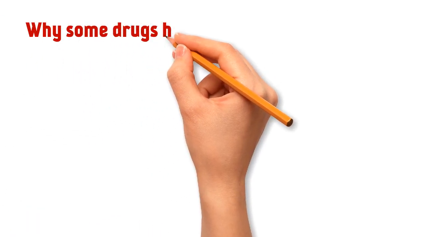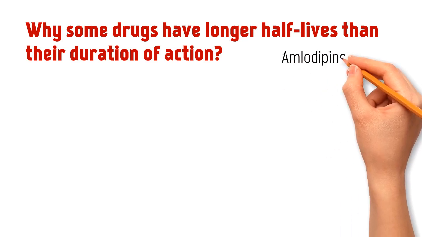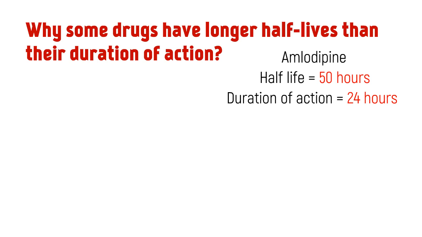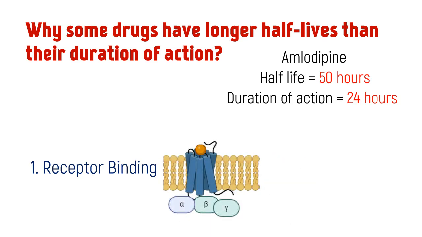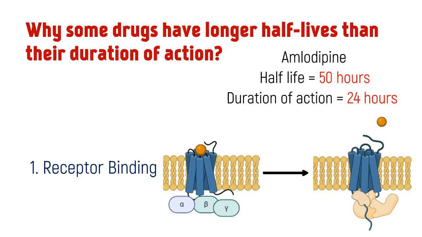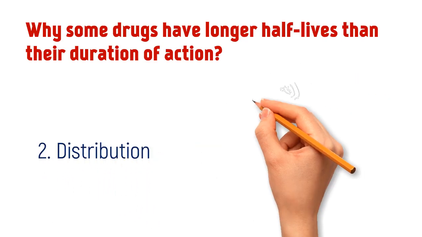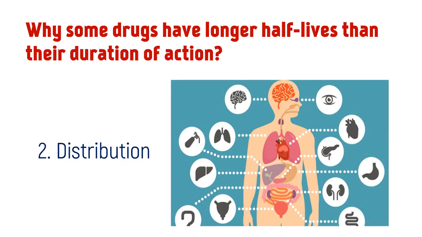Now, let's explore why some drugs have longer half-lives than their duration of action. For instance, amlodipine has a half-life of 50 hours, but its duration of action is only 24 hours. This difference can be attributed to several factors. First of all, receptor binding. Drugs that bind to receptors may have a longer presence in the system than their actual therapeutic effects, especially if they dissociate slowly from the receptor. Secondly, distribution. Drugs that have a large volume of distribution may be widely dispersed throughout the body, leading to a longer half-life. However, their effects may be localized and only last for a short period.